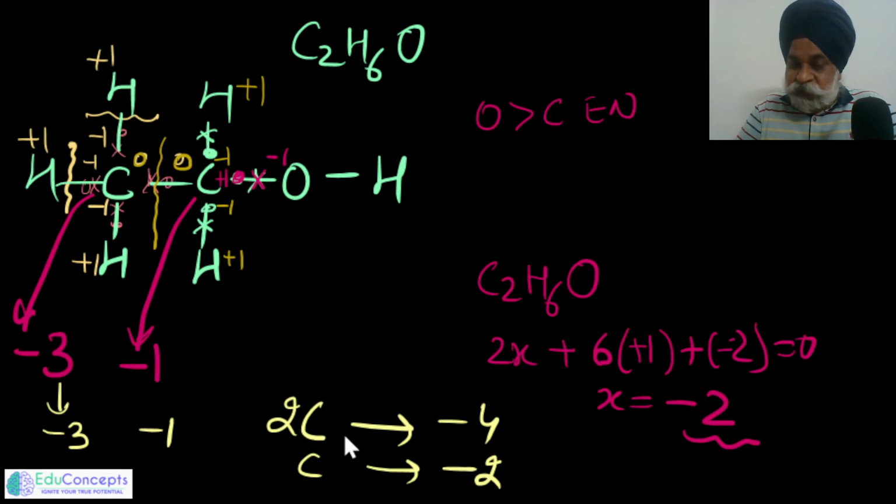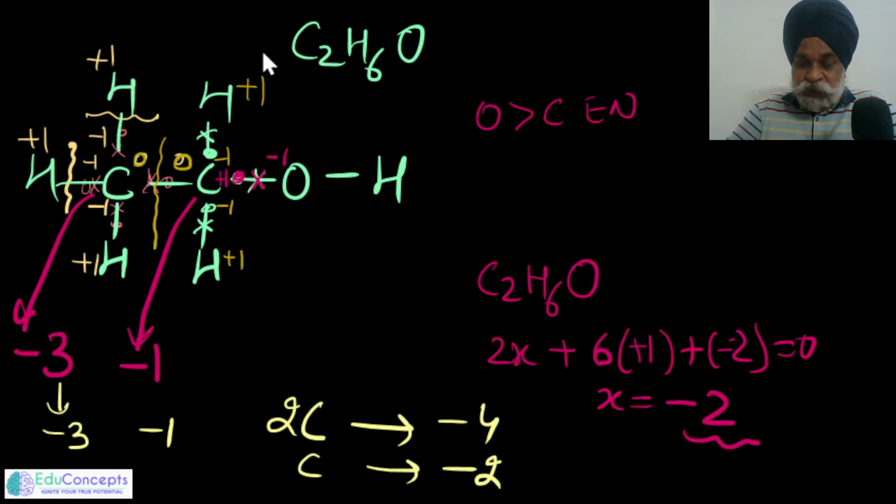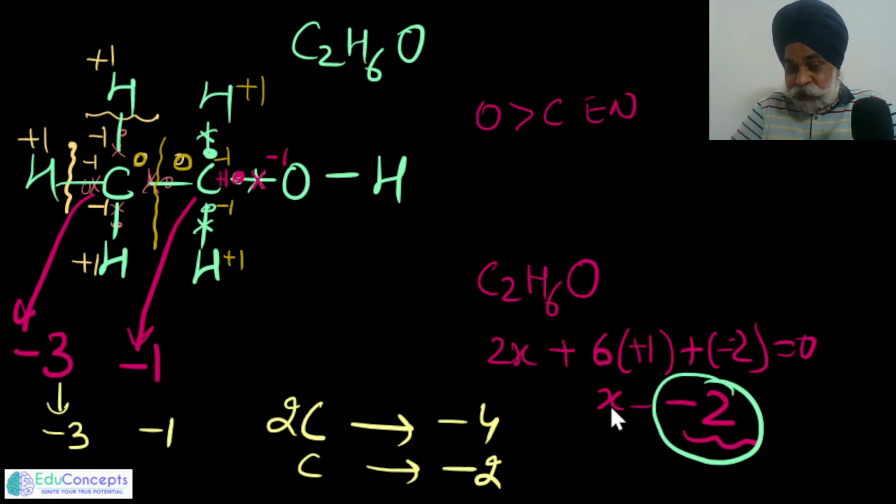So this is very, very important, which I wrote here: for the element whose oxidation state you want to find, if its atoms in the given molecule are more than 1, then with the formula it would always be the average oxidation state. And if you want to see the actual oxidation state, then you have to go with the bond-breaking method.